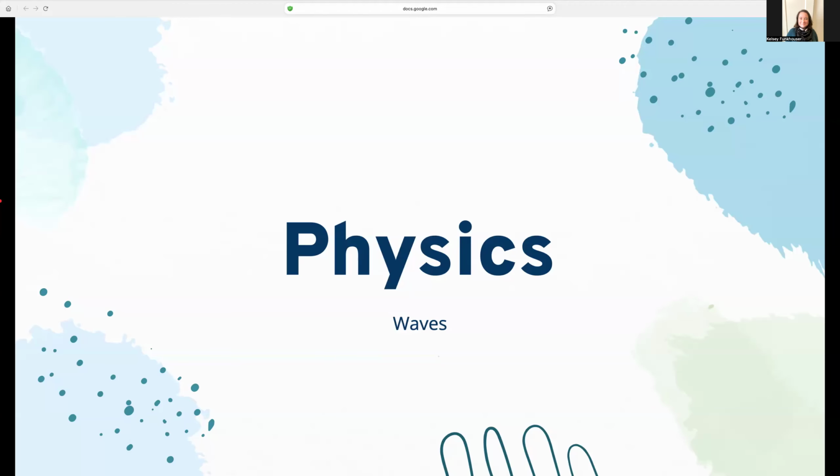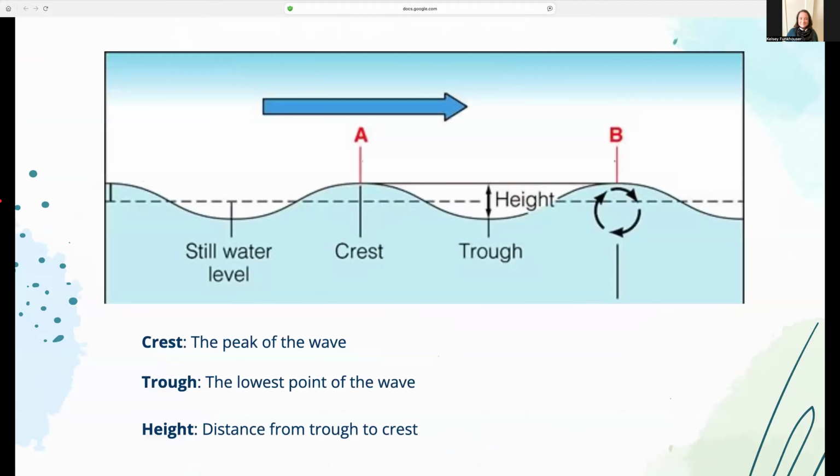Hello, we're going to talk about waves today. We're going to start looking at this with water waves, but learn that waves can be kind of in any medium, any type of material. But we're going to start with water first.